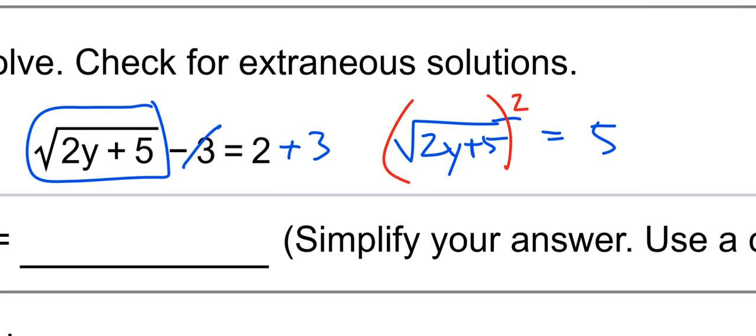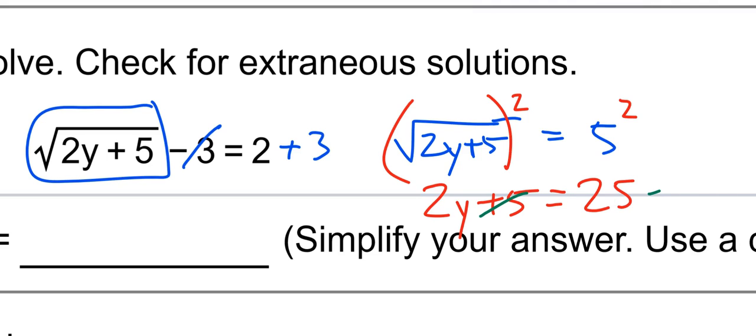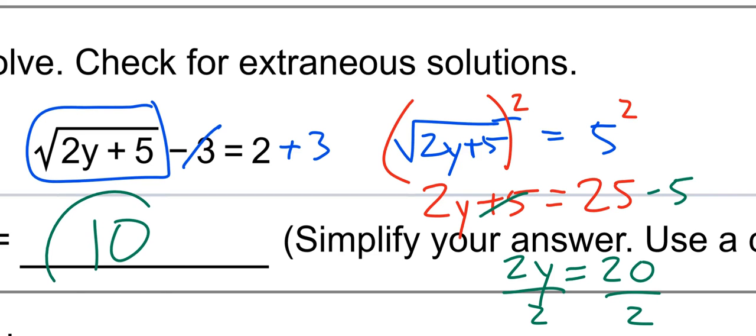Square both sides. 2y plus 5 equals 25. Solve it. 2 more steps and you're done. 2 more steps. You're finished. Subtract 5. Then what? Divide by 2. Divide by 2. Y is 10.